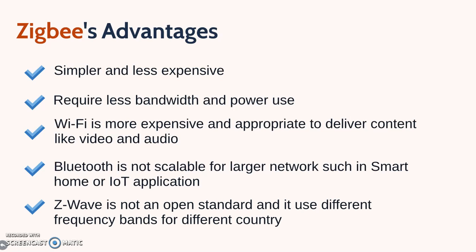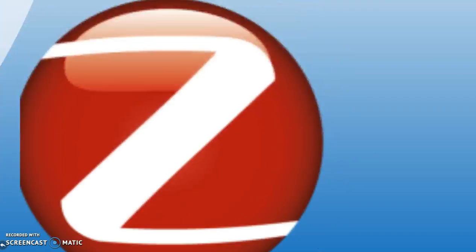Z-Wave is more likely to compete with ZigBee in terms of home automation, but Z-Wave is not an open standard and it uses different frequency bands in different parts of the world. Z-Wave is a property of US-based Sigma Designs, and the alliance members of it are also customers of Sigma Designs.